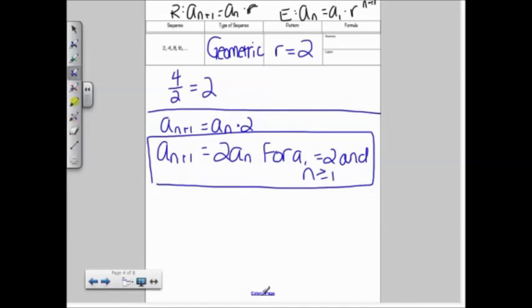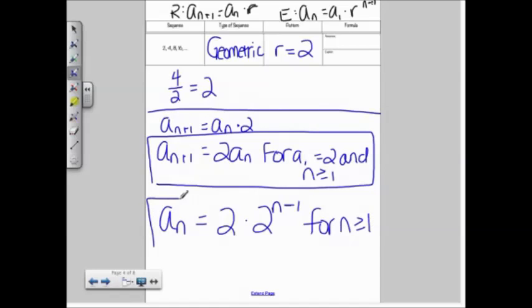Now my explicit formula is going to be a sub n equals a sub 1, which is 2, multiplied by 2 to the n minus 1 power. Okay? For n is greater than or equal to 1. Now this should make sense to you that it is exponential because I'm multiplying by 2 repeatedly over and over and over again.